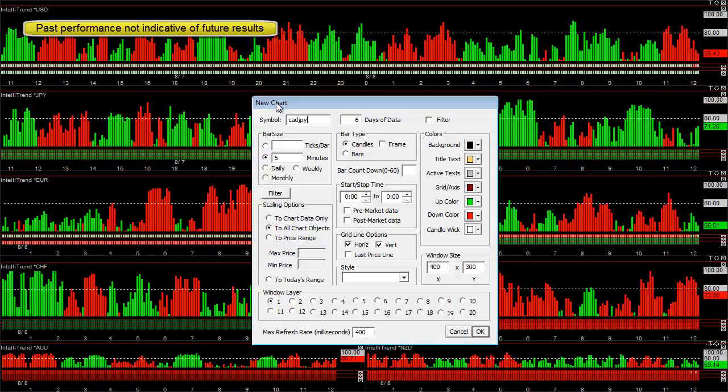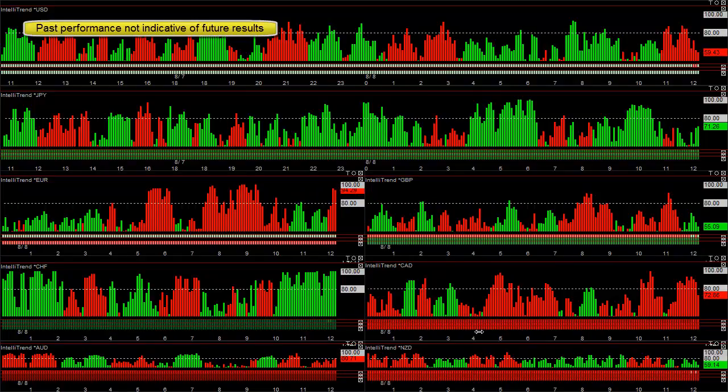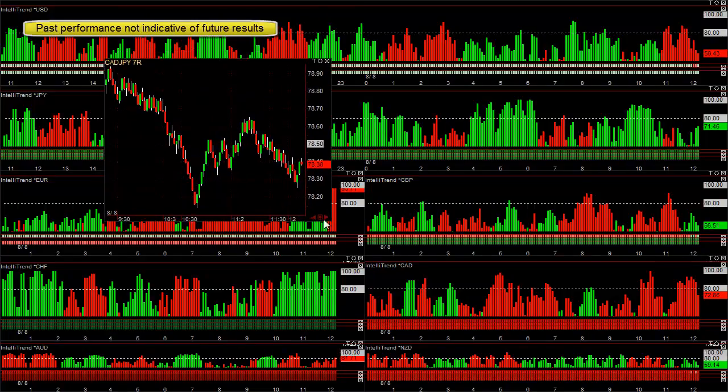So bring up the CAD yen, put, let's say, 7 pips per bar. R stands for range-based bars. If you want a 50-tick chart, you just put 50 there with nothing after it. To use the range bars, just put an R after it. Alright, so here is the 7 pip per bar range chart.